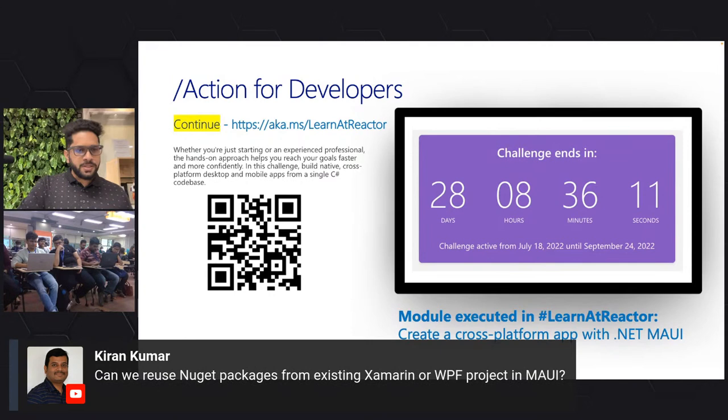The next question is, can we reuse NuGet packages from an existing Xamarin or WPF project in MAUI? The answer is it depends. If it's targeting the .NET Standard library, you can. If not, and it's a native one, it needs to be retargeted to .NET iOS and .NET Android, and then it should be able to work.